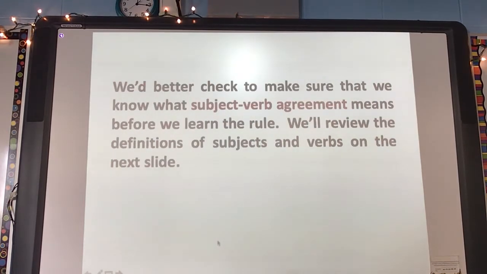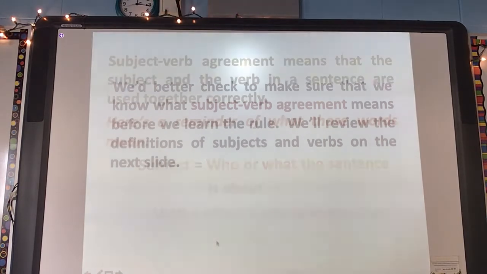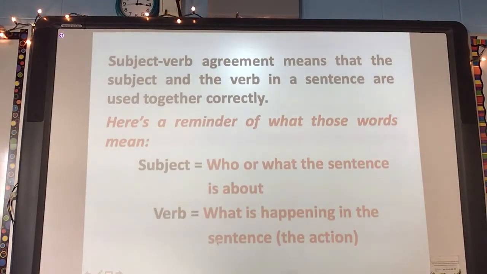Let's make sure that we know what a subject and verb are. So subject-verb agreement means that the subject and the verb in a sentence are used together correctly. Subject is the who or what of a sentence. Our verb is the action, what is happening in a sentence. Okay, subject, we also use the word noun. Okay.